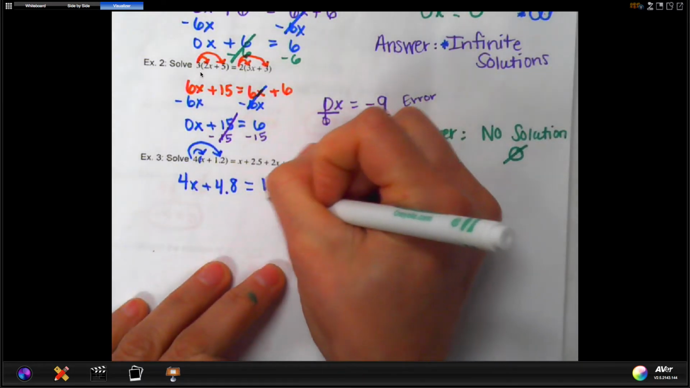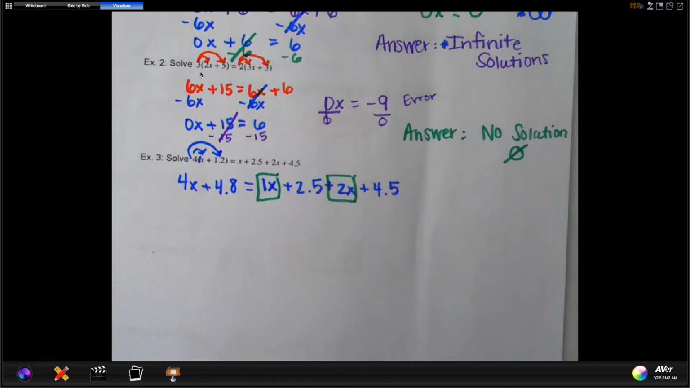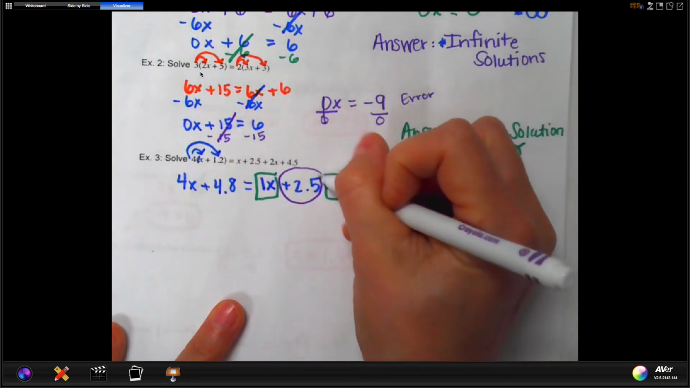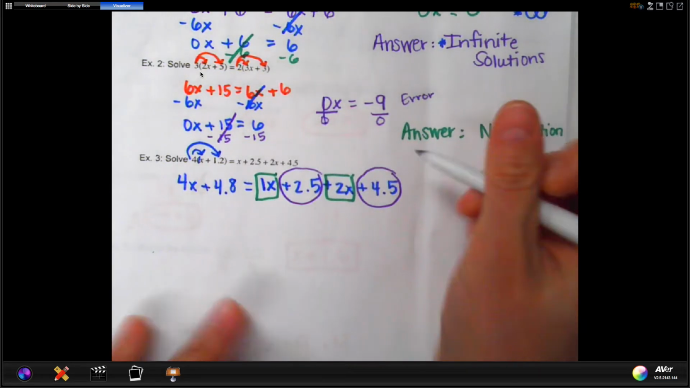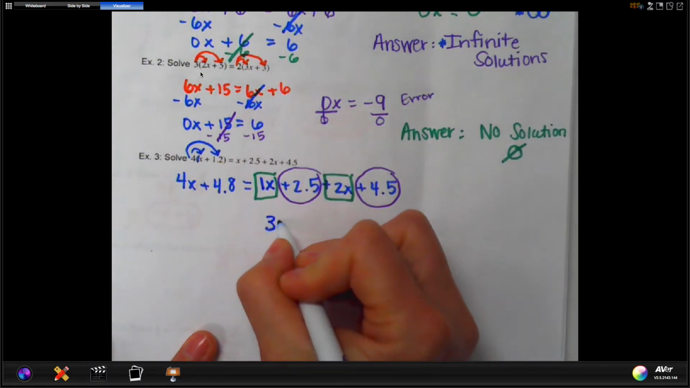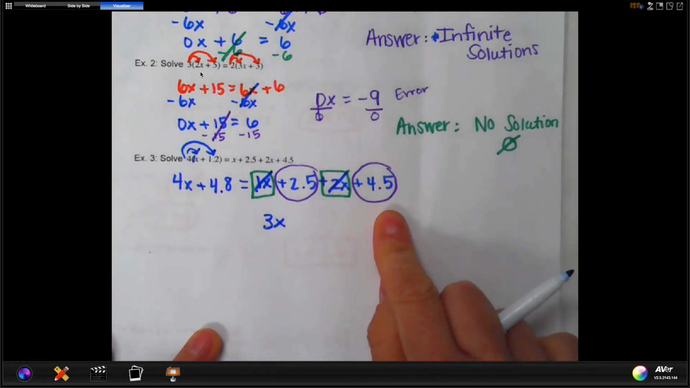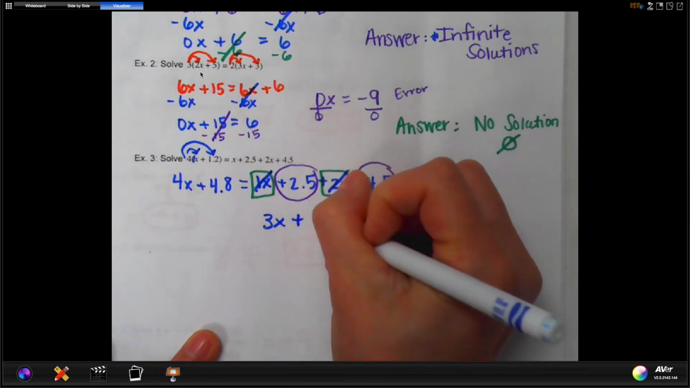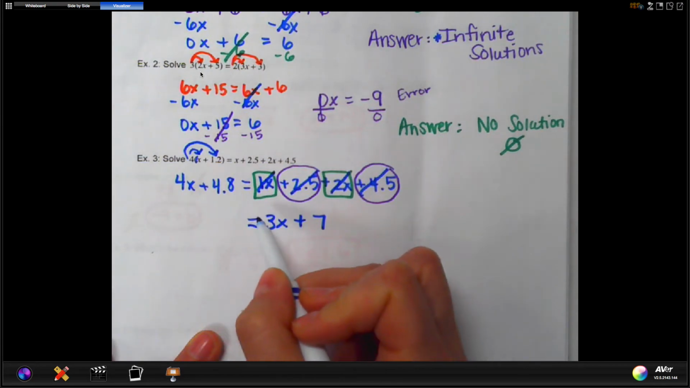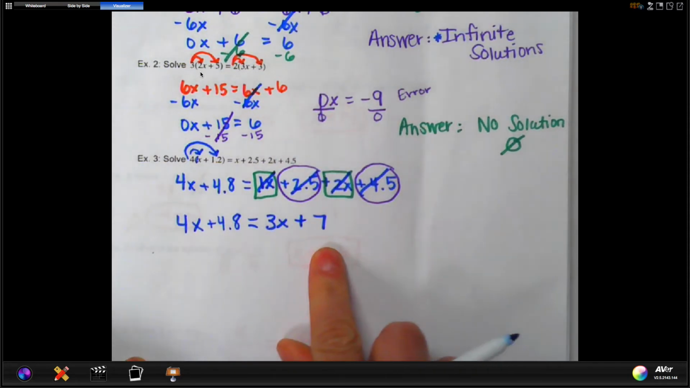1x can be combined with positive 2x, and at the same time, we can get this out of the way. Neither of these have a variable, so positive 2.5 could be combined with positive 4.5. So let's rewrite. 1x plus 2x is going to give me 3x. And positive 2.5 plus positive 4.5 is going to give me positive 7. Okay, so we write those down. Now let's bring the other side of the equation down. So 4x plus 4.8 equals 3x plus 7.